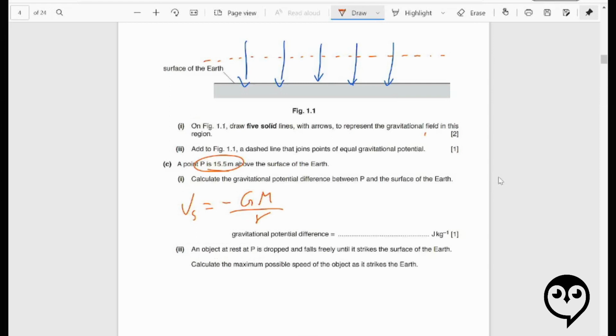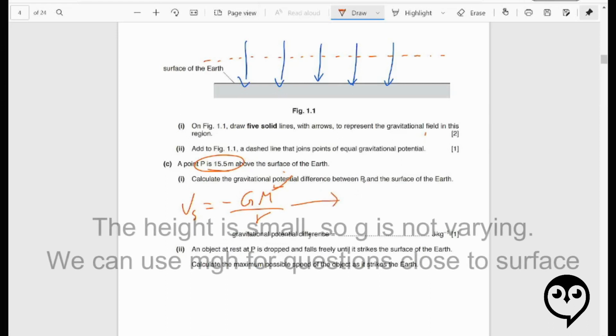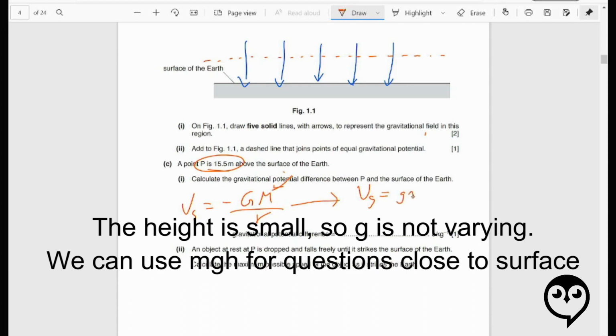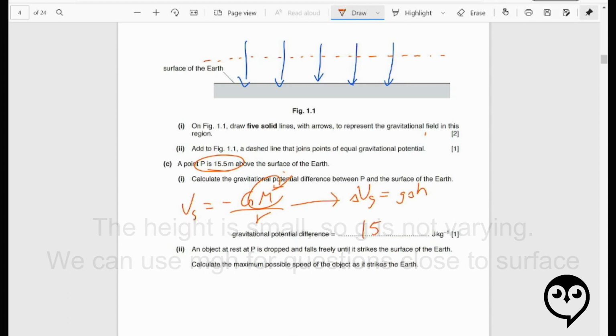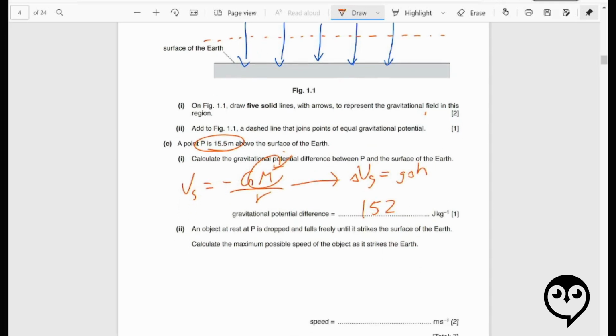Wow. They didn't give us the mass. I don't think they're going this advanced. I think they're going to tell us that the gravitational potential is simply g delta h. The change in potential is g times the delta h. So 9.81 times this 15.5 gives you 152 joules per kilogram.